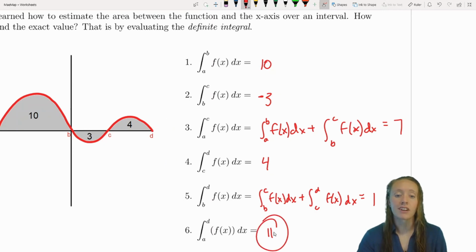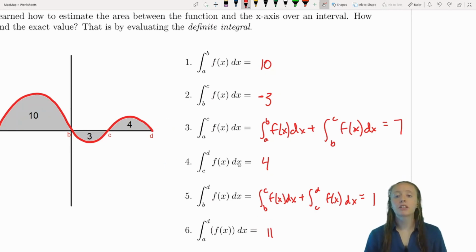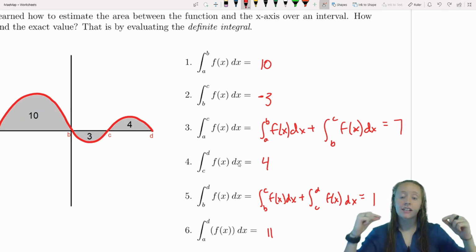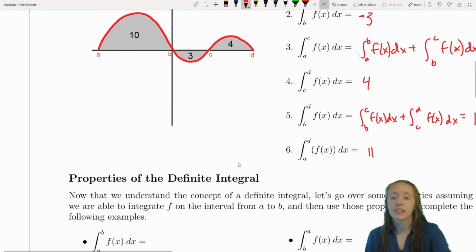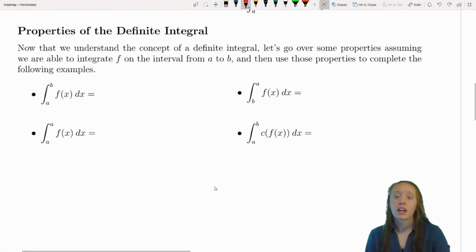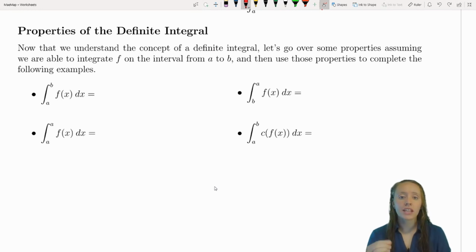A positive 11. So now that we understand that when we're below the function, that area is negative, let's move on to some properties of the definite integral. And as long as we're able to integrate f on the interval from a to b, then we'll be able to use these following properties to complete the examples I have below.